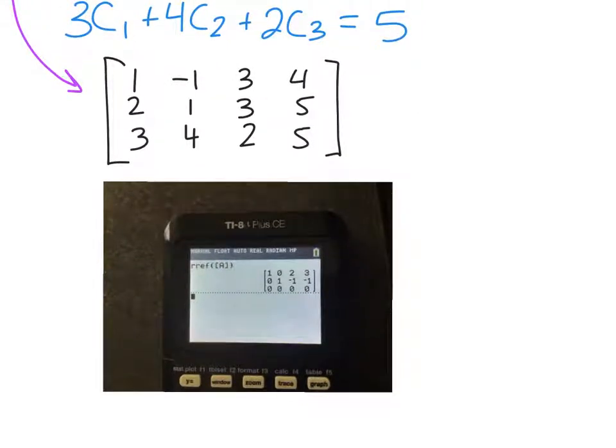All right, so again, second inverse, edit, 3 by 4: 1, negative 1, 3, 4, 2, 1, 3, 5, 3, 4, 2, 5.